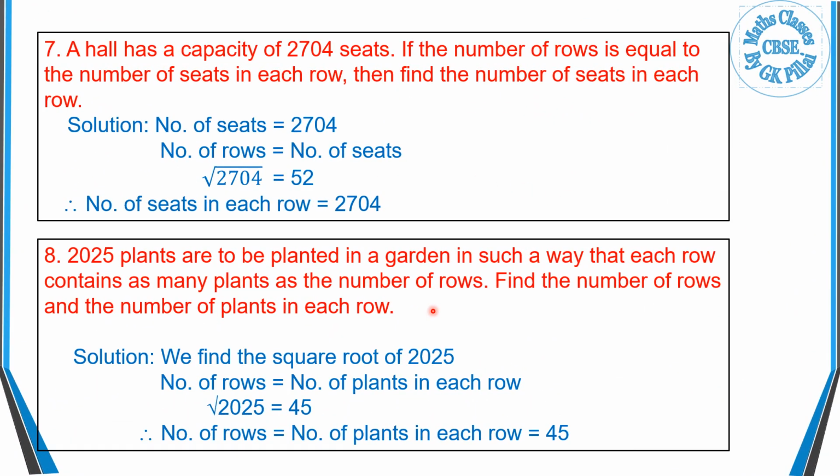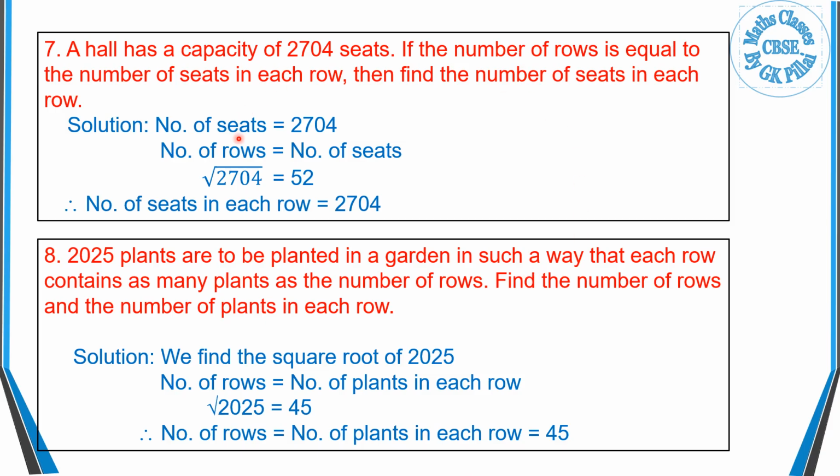Two more sums. A hall has a capacity of 2704 seats. If the number of rows is equal to the number of seats in each row, then find the number of seats in each row. One thing I can tell you for sure, when you will be writing an exam or when you will be learning from your school teacher, definitely you will remember me, because this type of sums are often asked in your school and school exams.